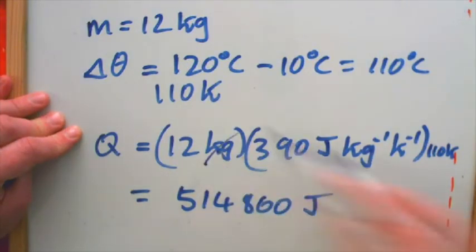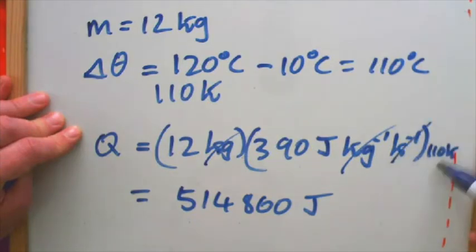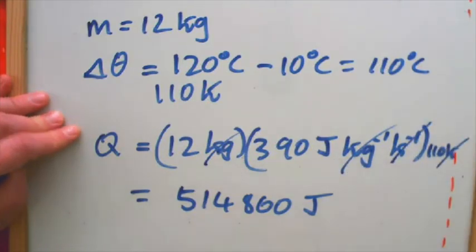And again, always check your units. Kilograms by kilograms to the minus 1 cancel each other out. Kelvin to the minus 1 times this Kelvin cancel each other out, leaving us with just joules, which is what we're looking for.